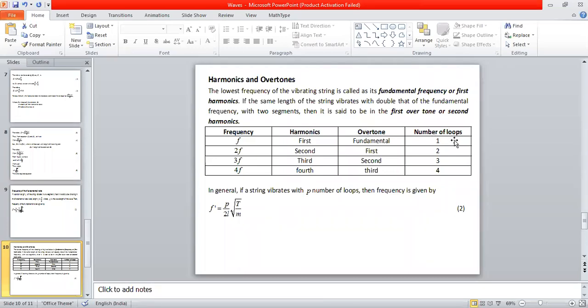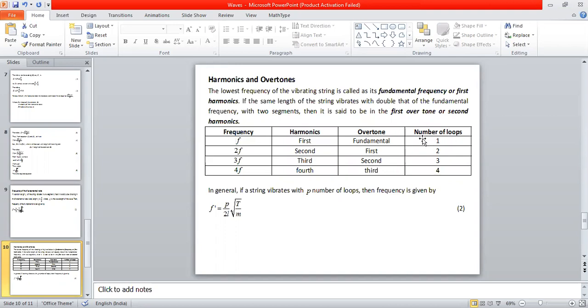ಬಟ್ ಟೇಬಲ್ ನಾನು ನಿಮಗೆ ಓದ್ ಹೇಳ್ಬೇಕಾದ್ರೆ ರಿವರ್ಸ್ ಹೇಳ್ತಾ ಇದ್ದೀನಿ. ನಂಬರ್ ಆಫ್ ಲೂಪ್ಸ್ 1 ಇದ್ದಾಗ, that overtone is what we call the fundamental note. ಅದನ್ನ overtone ಅಂತ ಕರೆಯೋ ಬದಲು harmonics ಅಂತ ಕೂಡ ಕರಿತೀವಿ. It is called the first harmonic and the frequency is f.